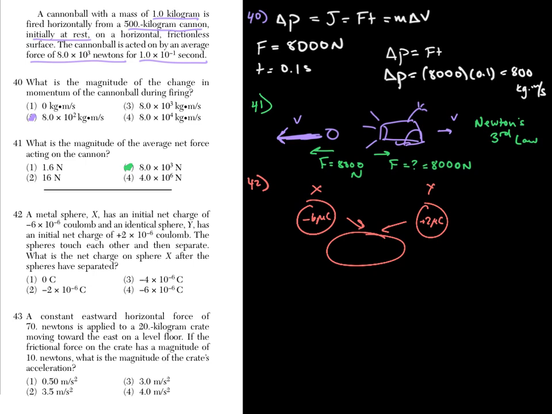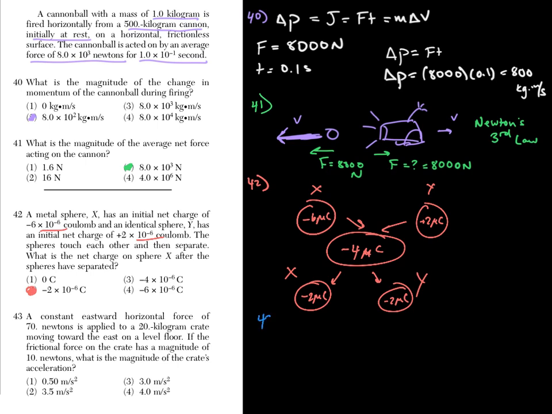And so this is my strategy to figuring it out. You're going to bring them together. And so -6 and +2, that's a -4 microcoulombs. I'm using micro because it's 10 to the -6 power. And when they separate, they even out. And so this is now -2, and this is also -2. What is their net charge afterwards? That is choice 2 of -2 times 10 to the -6 coulombs. All right.